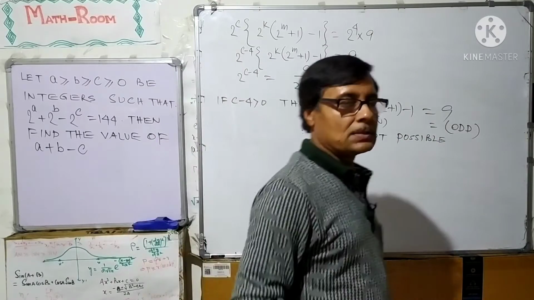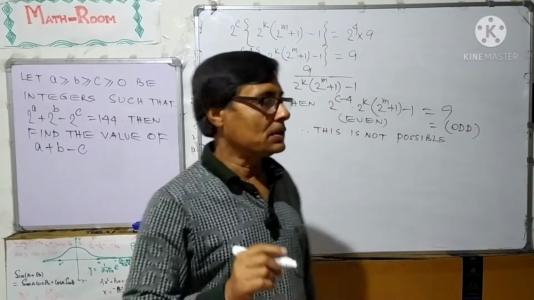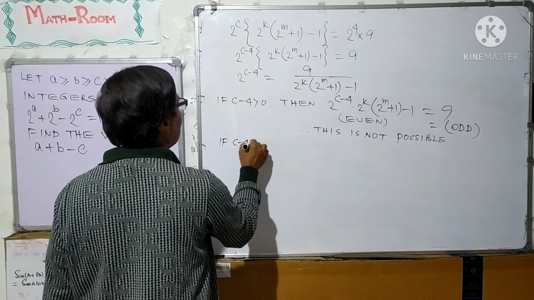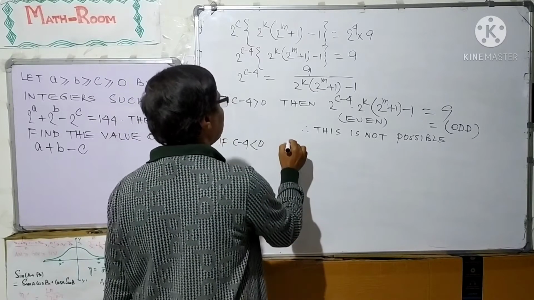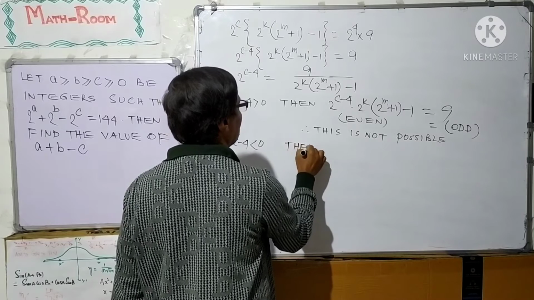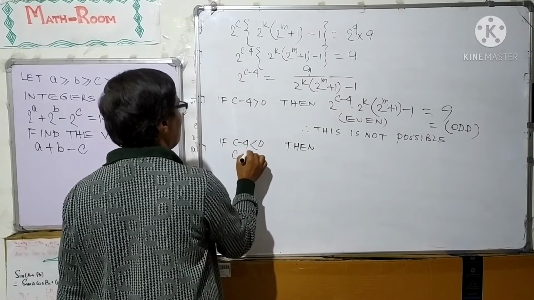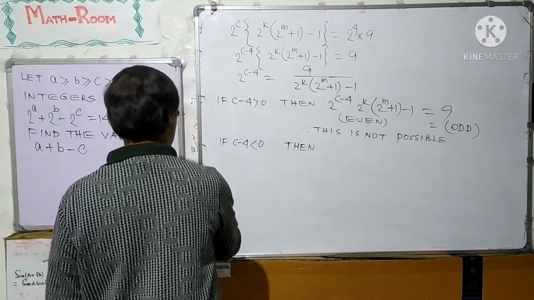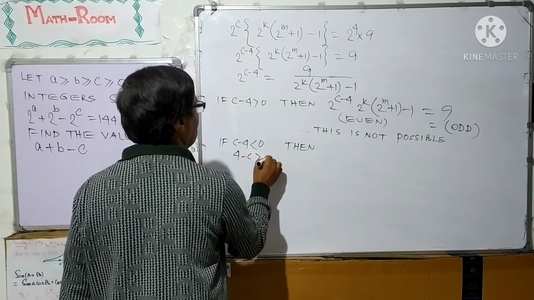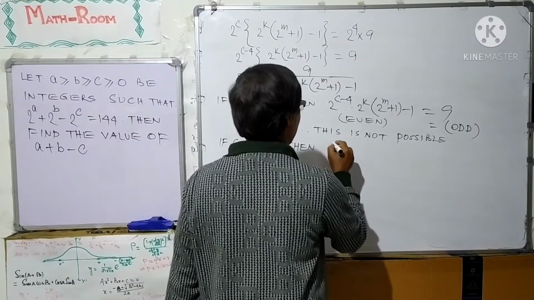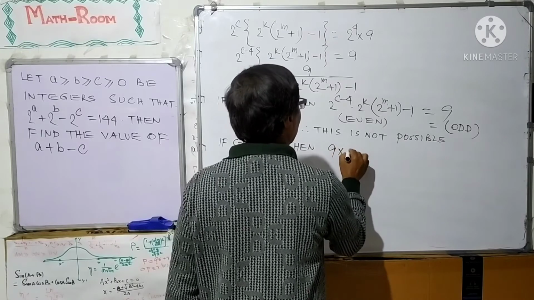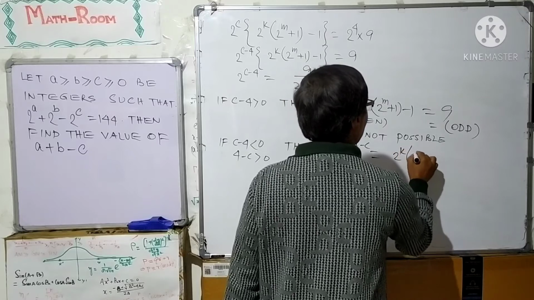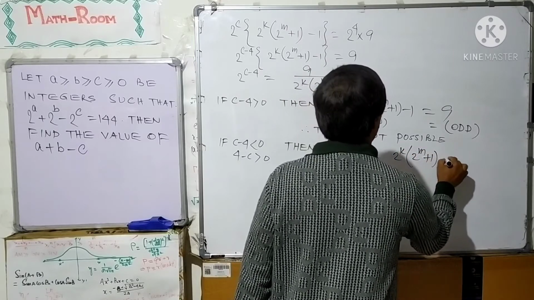Again, if we consider c minus 4 less than 0, then also 4 minus c is greater than 0, and then we can write 9 into 2 to the power 4 minus c equal to 2 to the power k into 2 to the power m plus 1 minus 1.